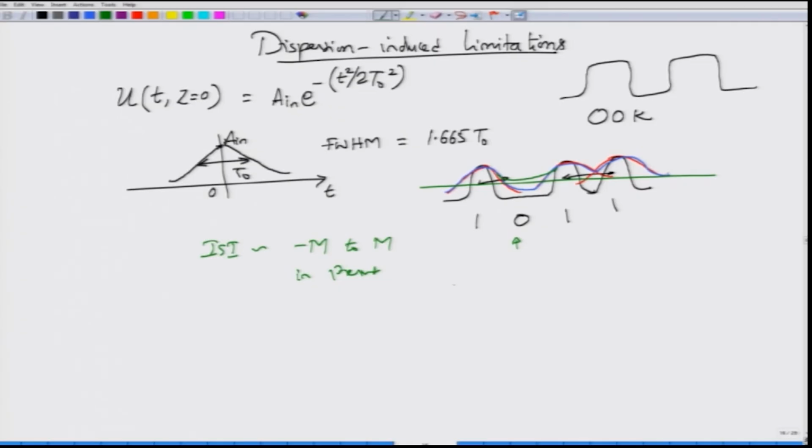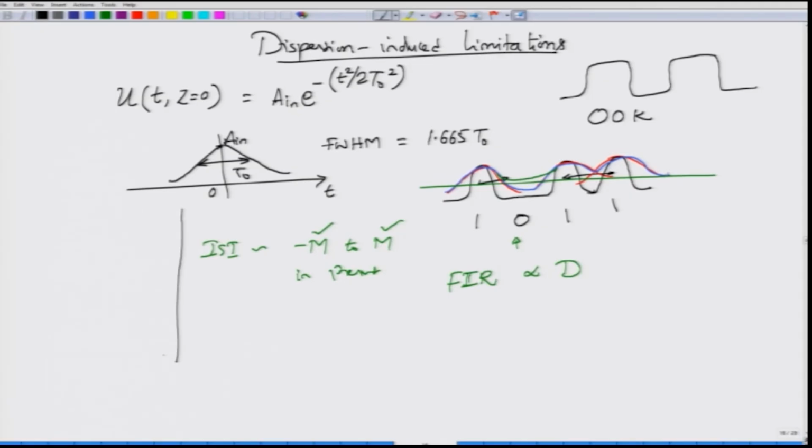You can think of this entire thing as a finite impulse response filter with an appropriate set of coefficients in order to model this, and this FIR filter model of the dispersion depends on the dispersion coefficient. The larger the value of D, the larger will be the value of the time slots which are actually talking to each other.